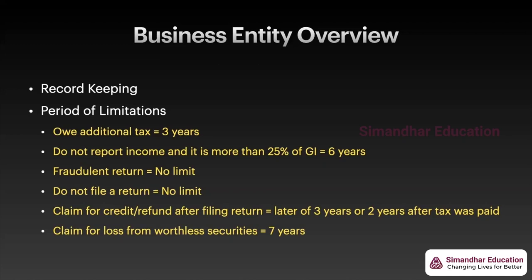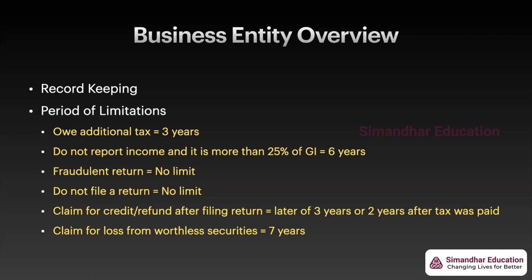So in the current year, we will be filing returns for tax year 23, right? So any year before that, right, tax year 22, tax year 21, and tax year 2020, the IRS can go back and audit your tax returns. So that is the first scenario.